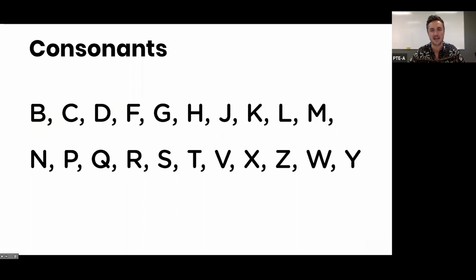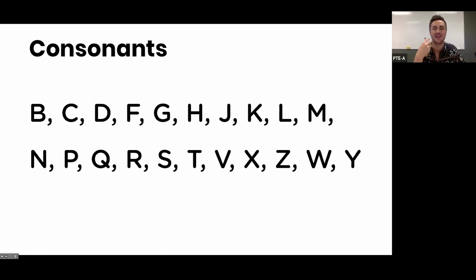So let's take a closer look at consonants. Consonants are sounds in English. These are the English consonants. You might have different ones in your first language. Consonants are sounds that you make where a part of your mouth is involved. That is, your tongue, your teeth, your lips, your throat is actually impeding the air in some way to make a sound. For example, the sound B.